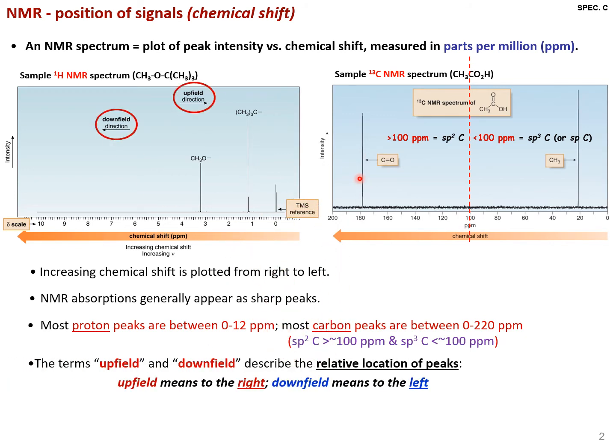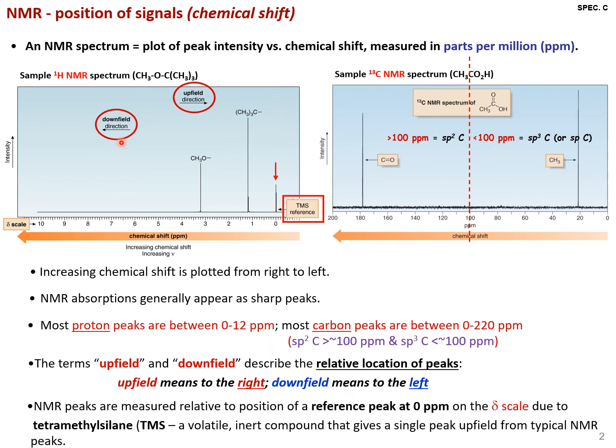We have to get used to these terms upfield and downfield. Peaks that appear to the right, that is at lower ppm value, are said to appear upfield, and peaks which appear at higher ppm values, both in proton and carbon spectra, are said to be downfield peaks. You'll frequently see peaks at 0 ppm. These have nothing to do with the compound that you're investigating, but they're an internal standard called TMS, and all chemical shifts are measured relative to TMS, and TMS by definition is set at 0 parts per million.